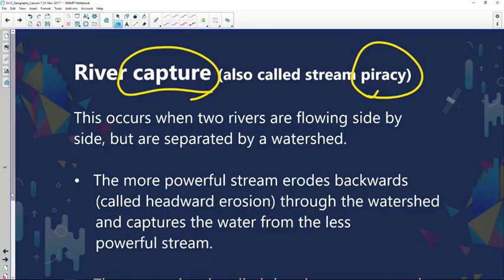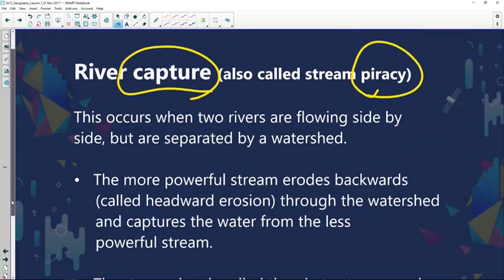Now, as this takes place, there's a special type of erosion taking place, and it's known as headward erosion. We also refer to it as backward erosion, because as the river flows, it erodes backwards into the watershed. And what it basically does is erode this watershed. Now keep in mind, what's a watershed again? It separates two drainage basins. It erodes this watershed and steals the water from another river.